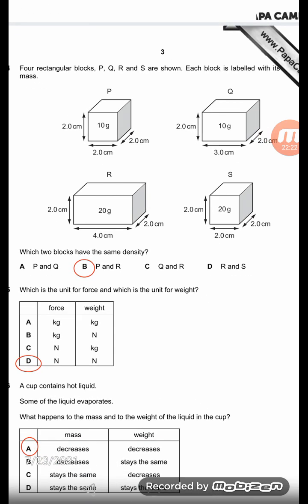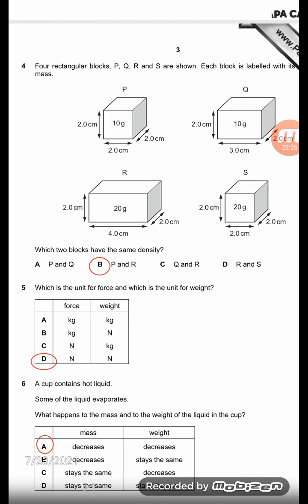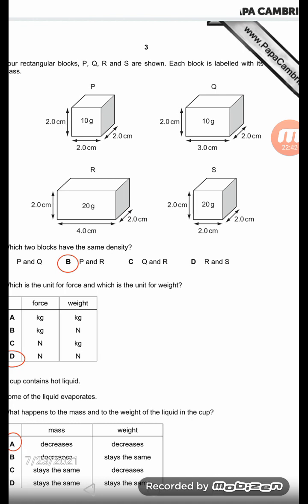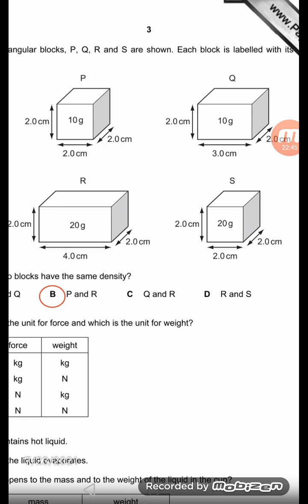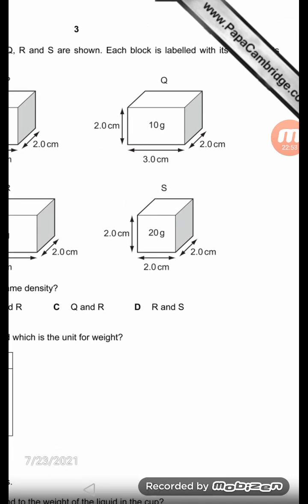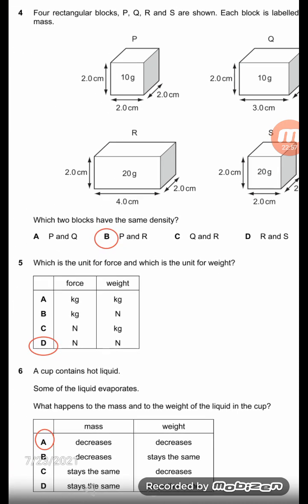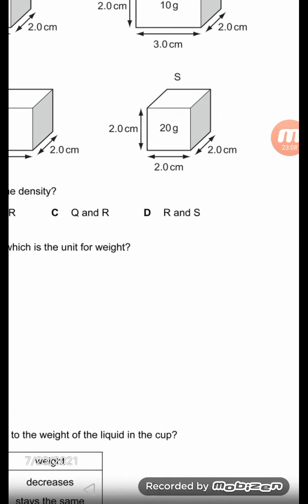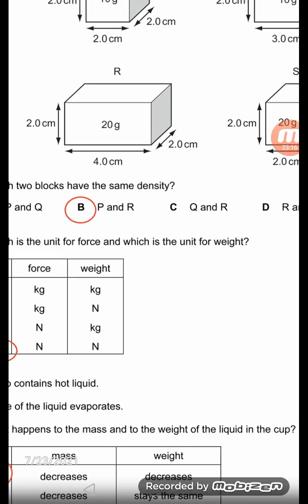So the volume of this one is length, breadth, height: 2 multiplied by 2 multiplied by 2 is 8, and this is 3 by 2 by 2, this is 12. Okay, P and Q have the same mass, but this volume is 8, and this one is 12. Here this is 20, 20. Okay, 4 by 2 by 2 is 16, this is 32 volume, and this one is 4, 6. Okay, this is 6.